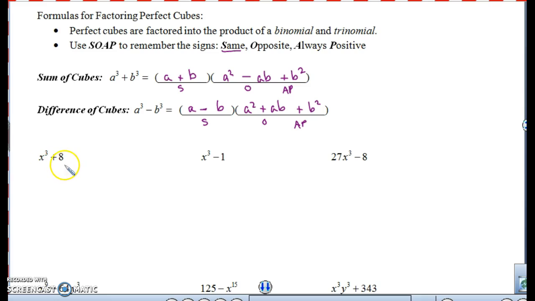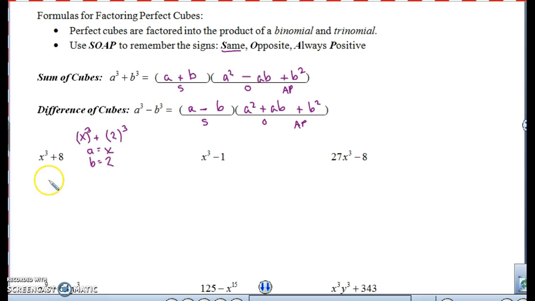X cubed plus 8. X cubed is a perfect cube. 8 is a perfect cube. It's got a plus in the middle, so we want to use this pattern. So we have to know what A and B are. So if we have this as x cubed plus something cubed to give you 8, what cubed gives you 8? Well, that would be 2 cubed. So that means that A is x, and the B value is actually going to be 2. X cubed plus 2 cubed, because that gives you 8.